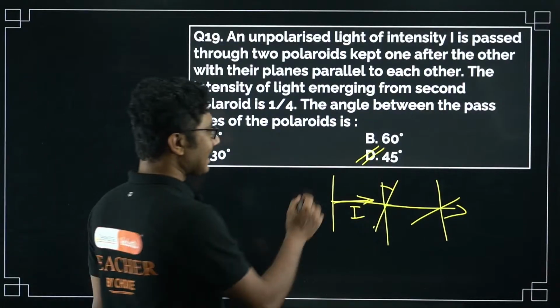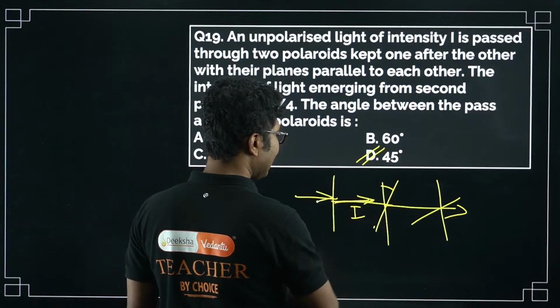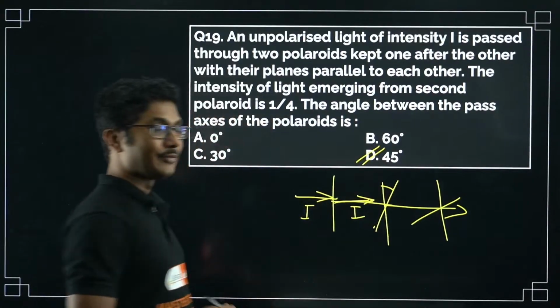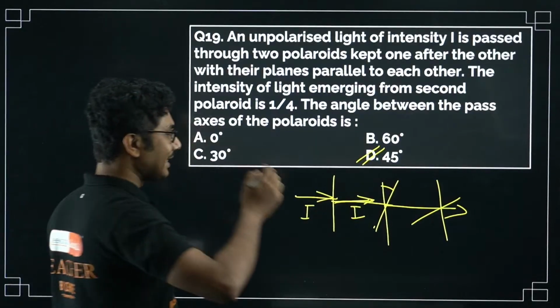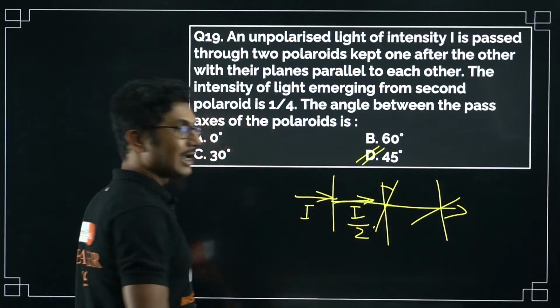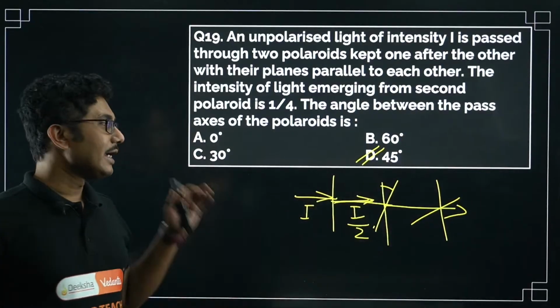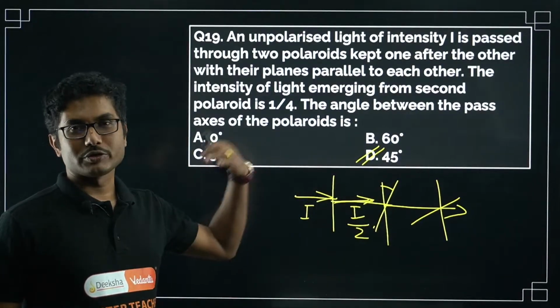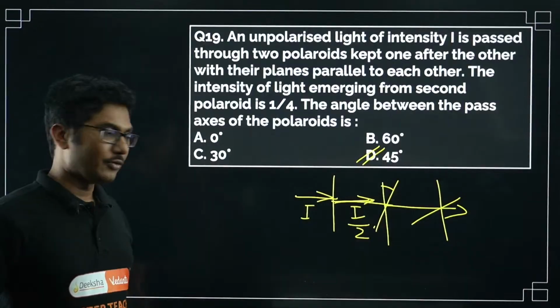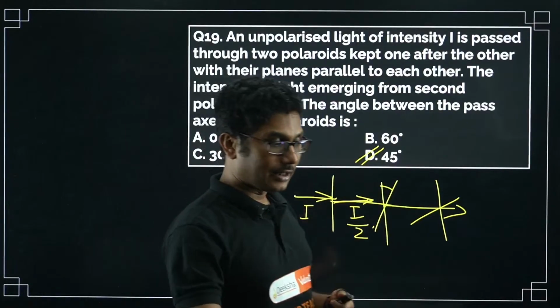But if they give you the intensity at the beginning stage, then after the first stage it will be I by 2, and from there onwards, in all the subsequent cases it will be Malus law, I by 2 cos square theta. So you have to apply that in the 2024 question.